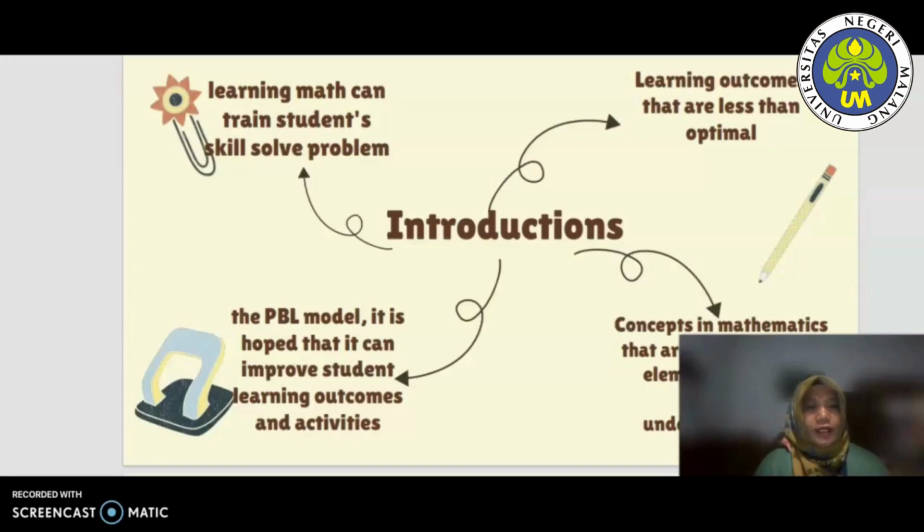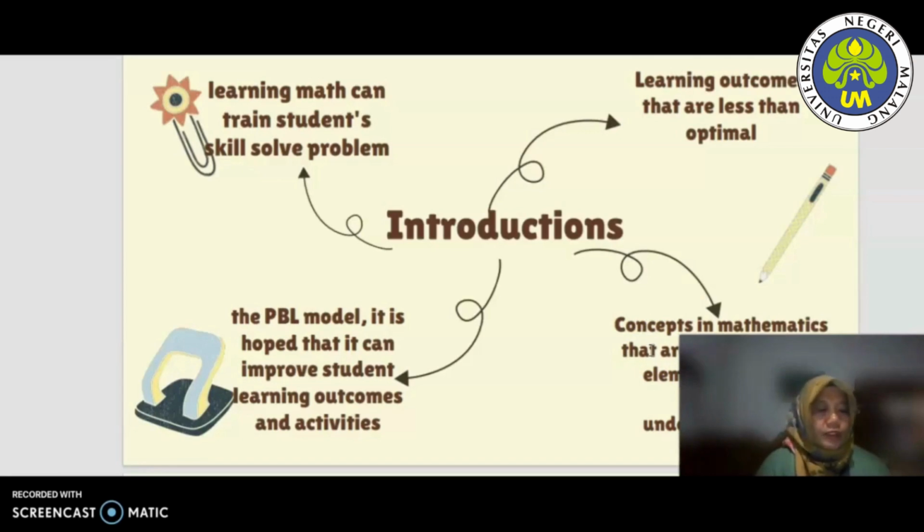First, learning math can train students' skills to solve problems. Learning mathematics can train students' skills to solve various problems scientifically. Thus, the mindset of students becomes more rational. But in general, mathematics is considered a scary subject and difficult to understand. And then, concepts in mathematics that are abstract make elementary school students not understand.